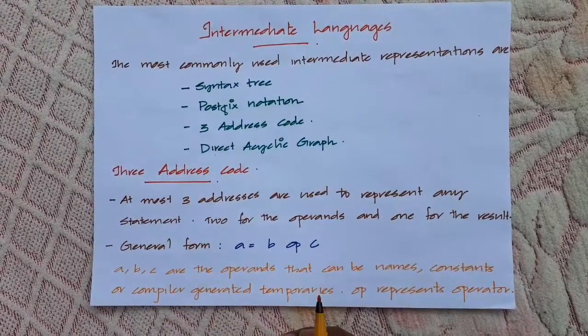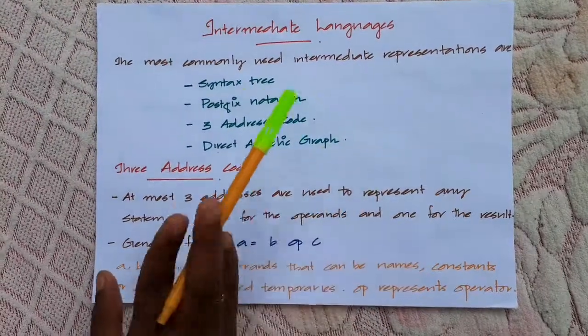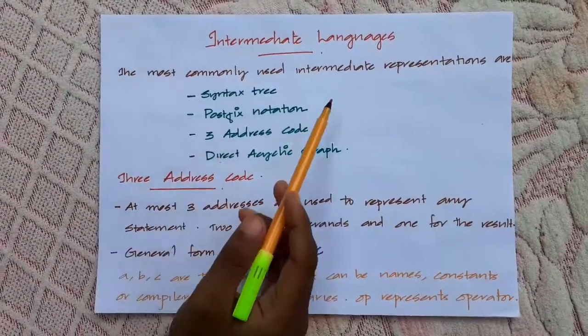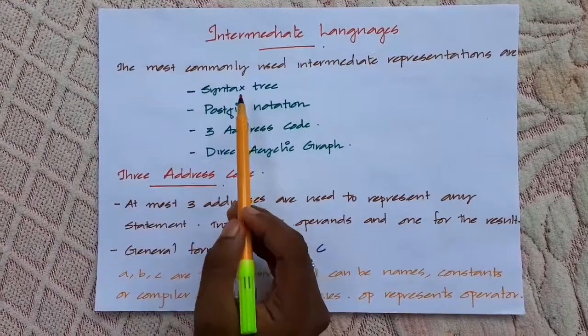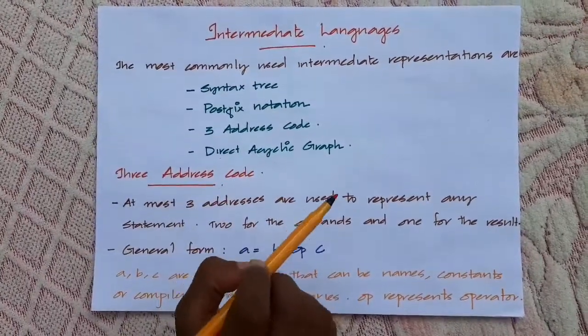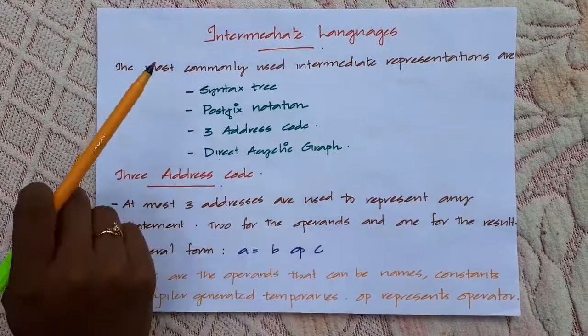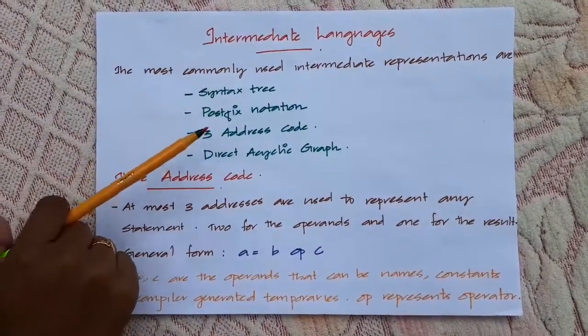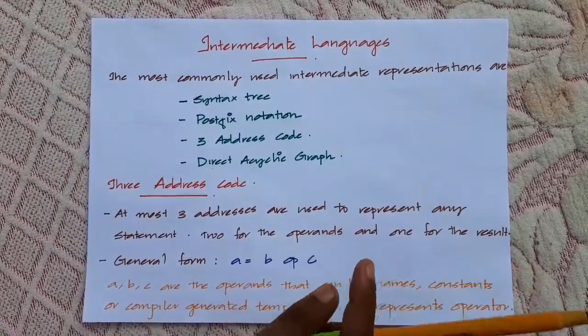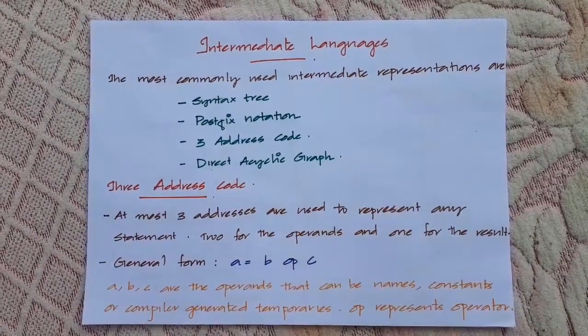Hi everyone, in this video we are going to discuss the very next topic, intermediate languages. The most commonly used intermediate representations are syntax tree, postfix notation, three address code and directed acyclic graph. In the previous videos I have already explained the syntax tree and postfix notation, and in this video we are going to give more focus to the topic three address code.